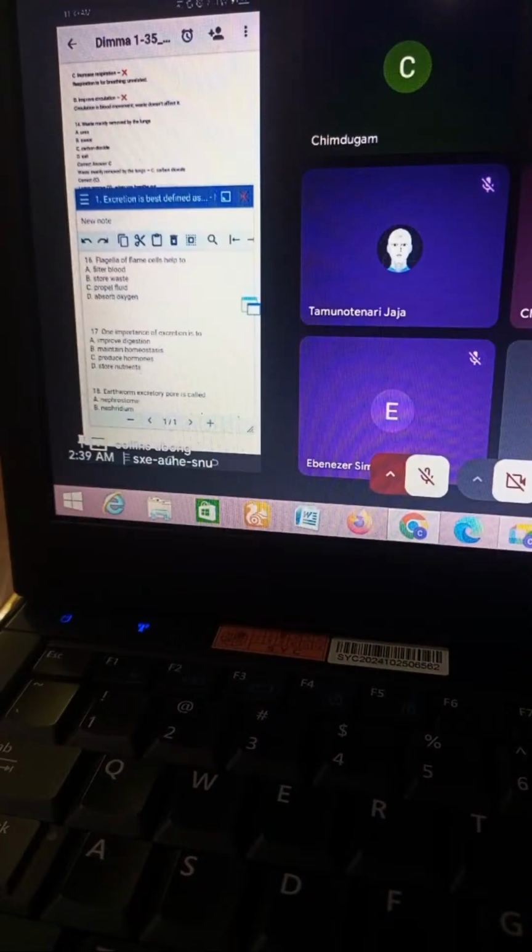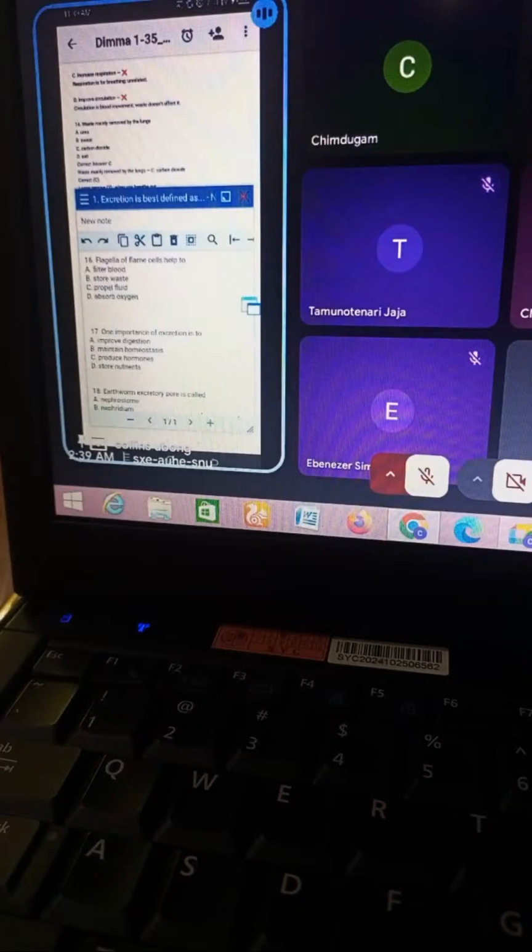Flagella of flame cells helps to A, filter blood, B, store, C, propel fluid, and D, absorb oxygen. Alright. So what do you think is the answer? Take note, flagella is the same thing as saying ciliary flame. So I already told you what ciliary flame does. So what do you think?